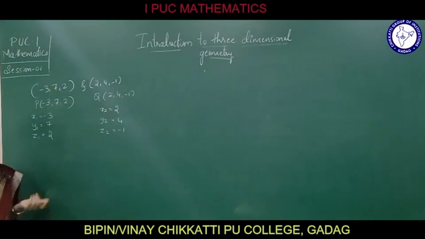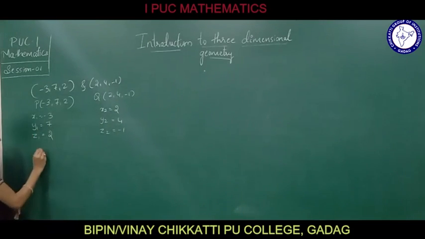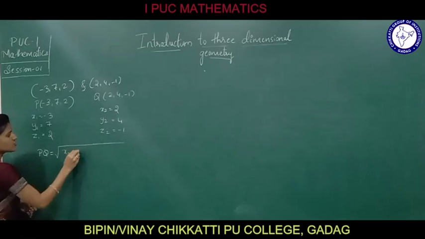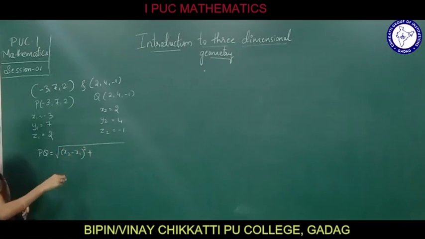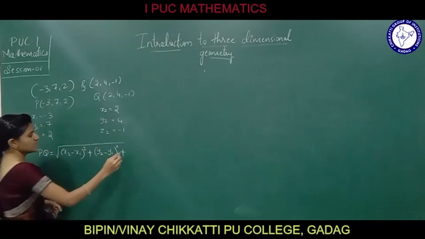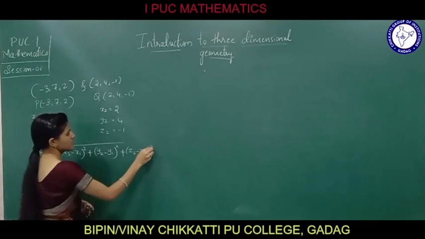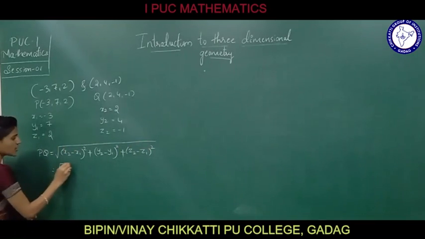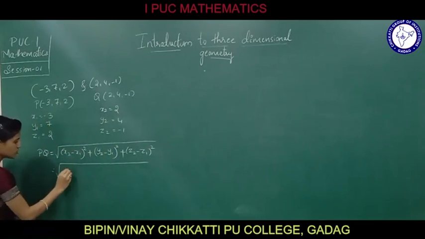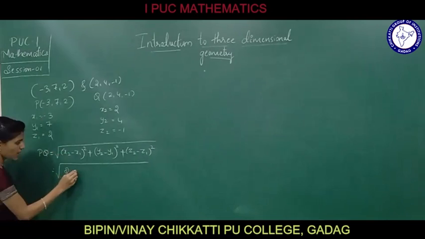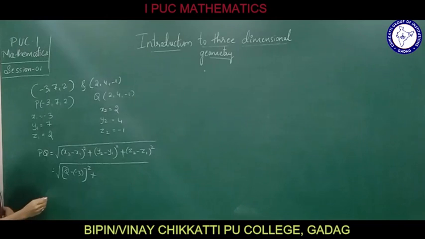And what is the formula to calculate the distance between 2 points? It is PQ is equal to root of x2 minus x1 whole square plus y2 minus y1 whole square plus z2 minus z1 whole square. This is the formula we have. Now substitute these values. What am I going to get? I have x2 as 2, x1 as minus 3 and I already have a minus here. It is 2 minus of minus 3 square, plus what about y2?